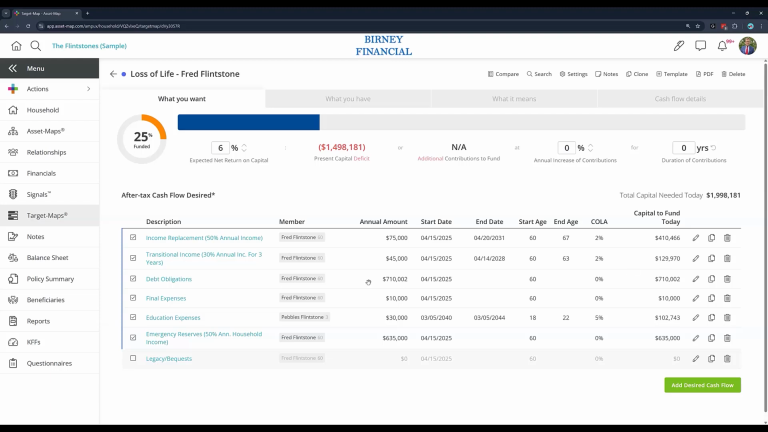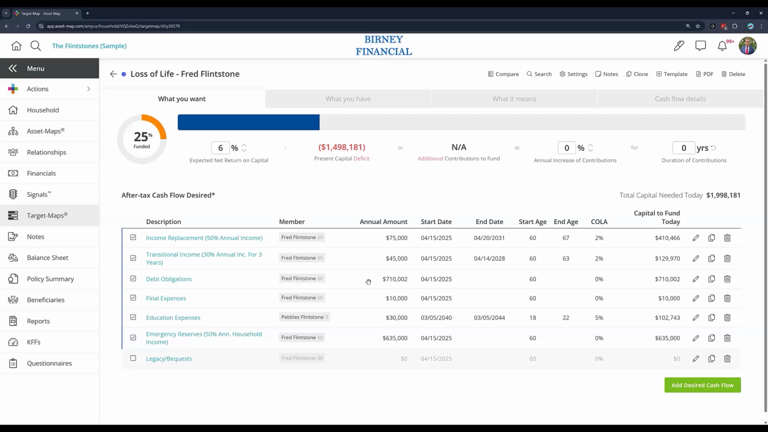Next up is debt obligations. Now, I recommend going through the entire target map side by side with your client because they are most effective when they are used interactively. I don't just want to use my default numbers in here. I want to plug in the client's actual goals, not what my defaults say.